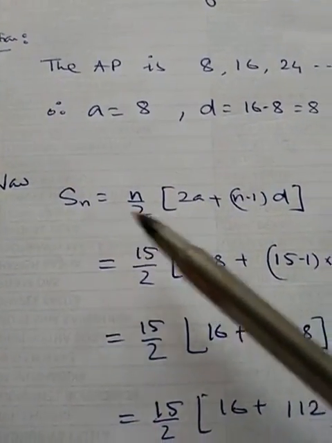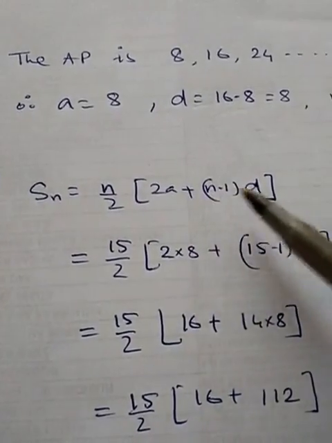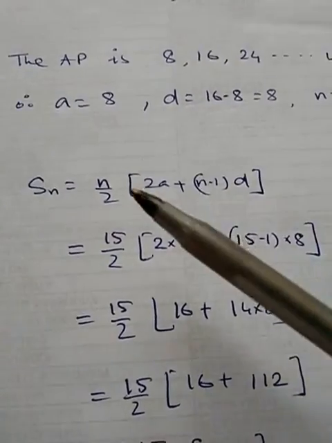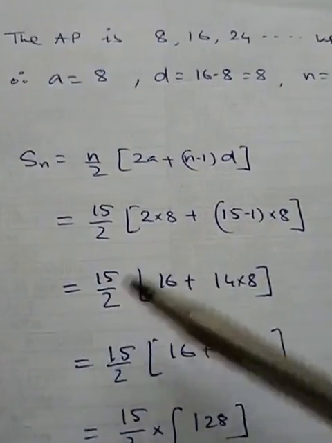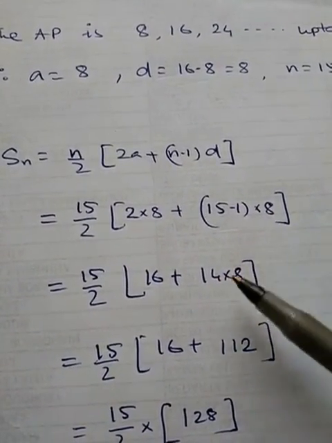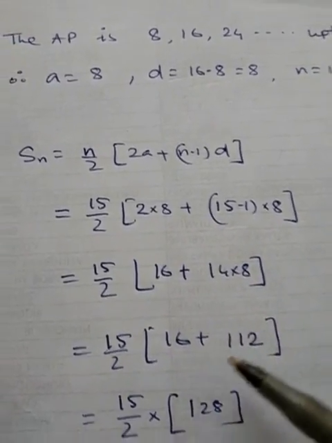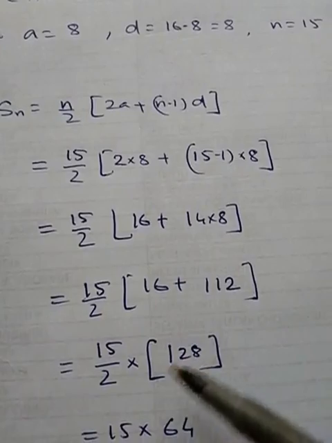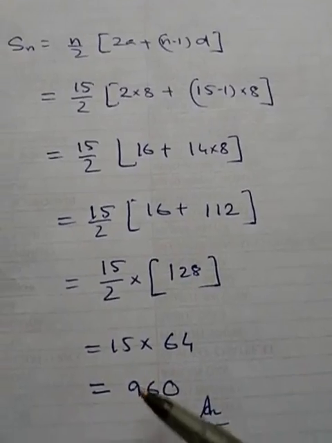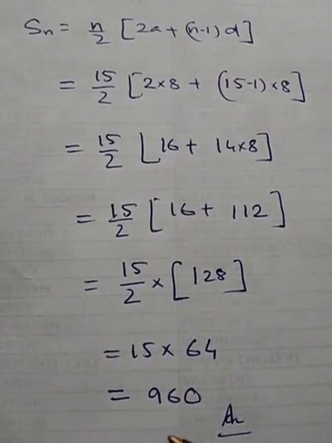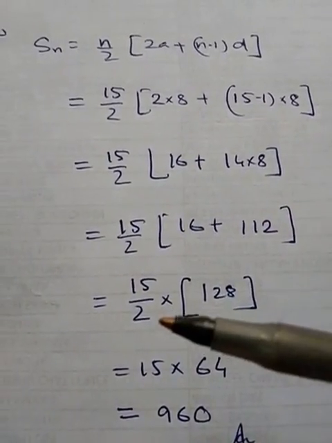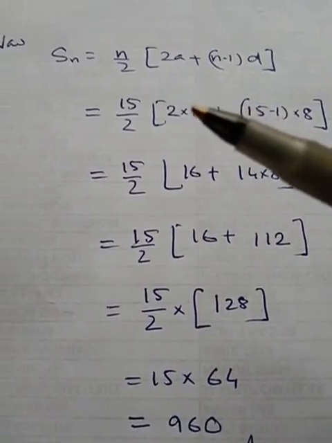Now using the Sn formula, n by 2 into 2a plus n minus 1 into d. The value of a is 8, n is 15, d is 8. So 15 by 2, 2 times 8 is 16, plus 15 minus 1 is 14 into 8, which is 112, and plus 16 is 128. This 128 we can cancel by 2, 64 will be left, multiplying with 15, so 960 will be the answer. So these are some examples where we have used the Sn formula.